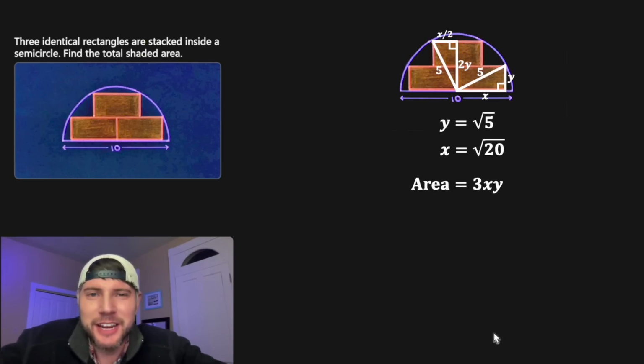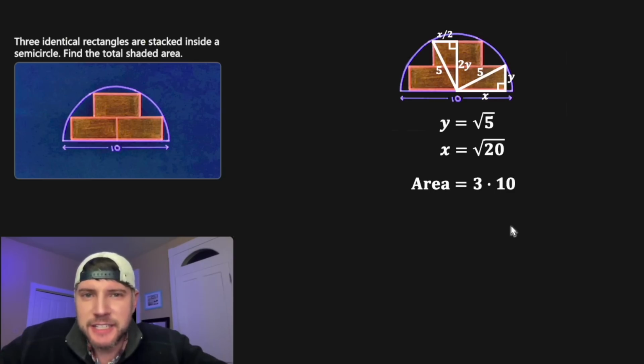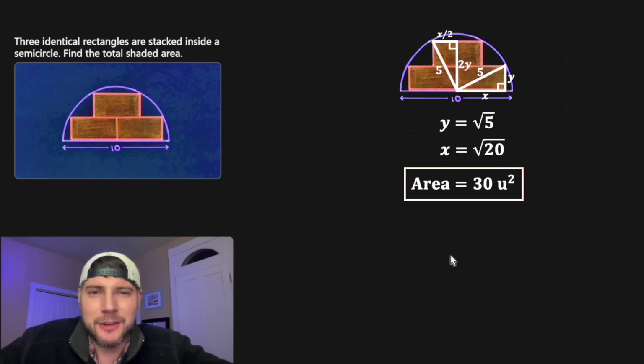We're ready to find the area. In the place of the x, let's plug in square root of 20. And in the place of the y, we can plug in square root of 5. The area is equal to 3 square root of 20 square root of 5. This square root of 20 and square root of 5 can be combined into the same square root. And 20 times 5 is 100. Square root of 100 is 10. And 3 times 10 is 30. Let's label it units squared. We now have the shaded area. This is the answer to our question. Let's put a box around it. How exciting.